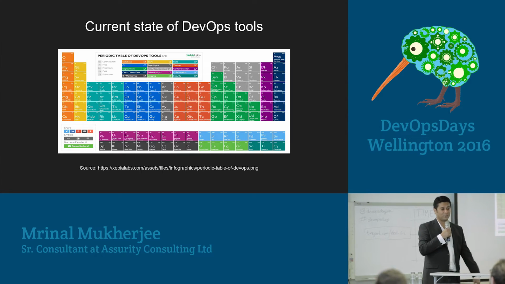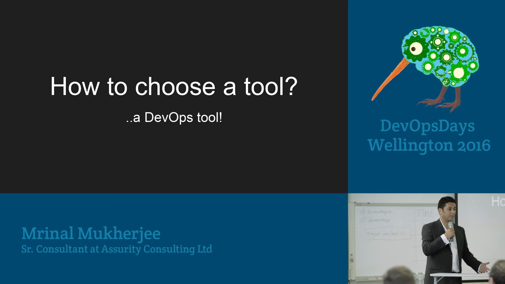We are looking at DevOps tools, and there are lots of tools in the market. Zebia Labs came out with a big list of 120 tools. It makes me quite depressed to see all these tools and the fact that I know just half of them. So we talk about how to choose a tool.